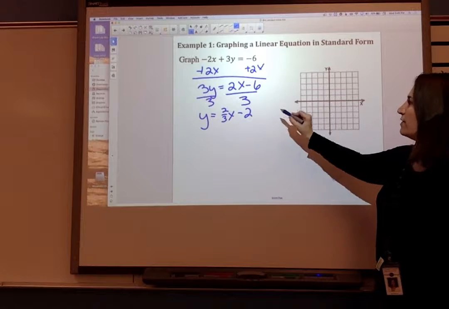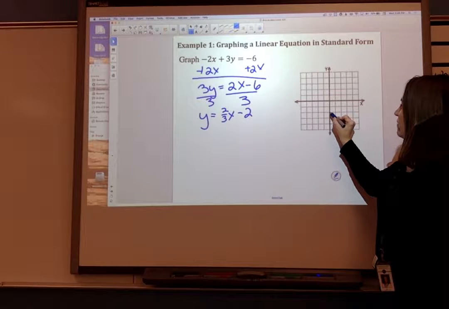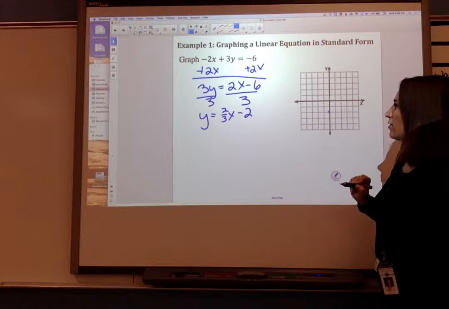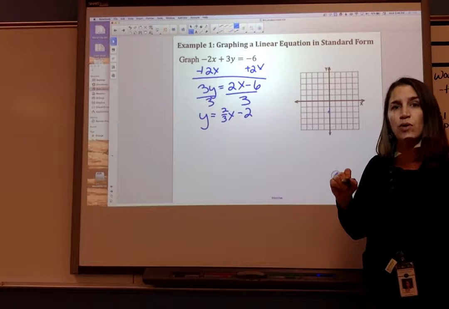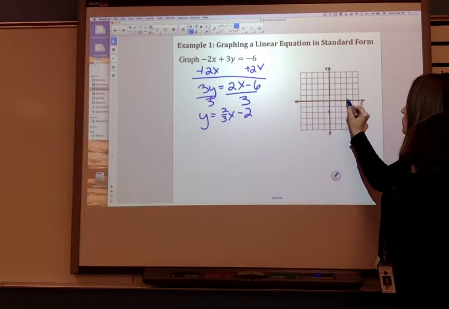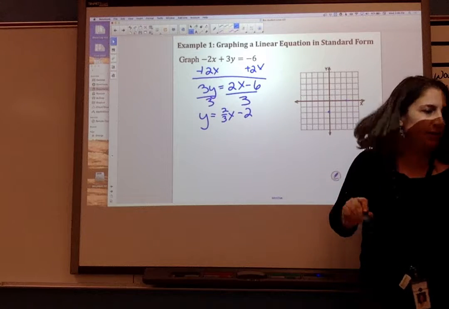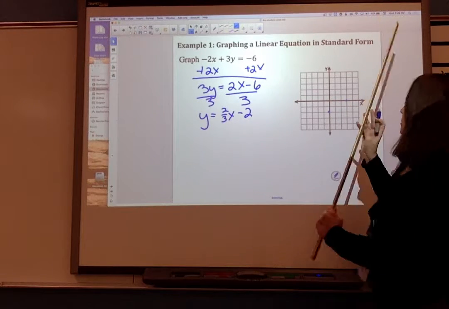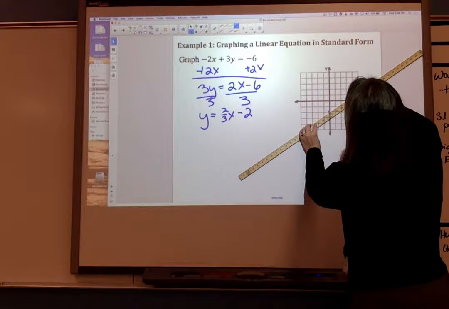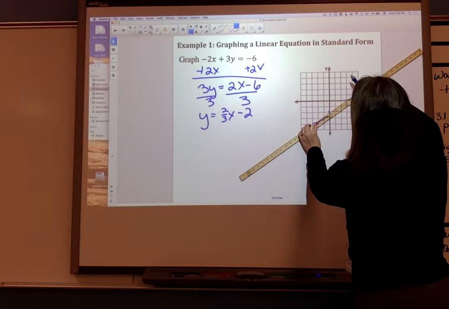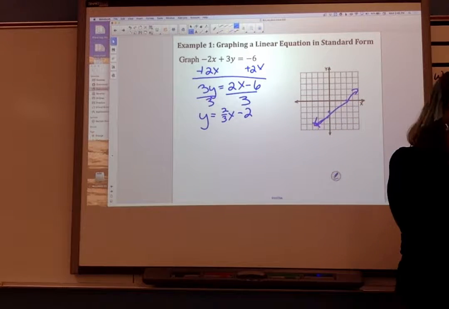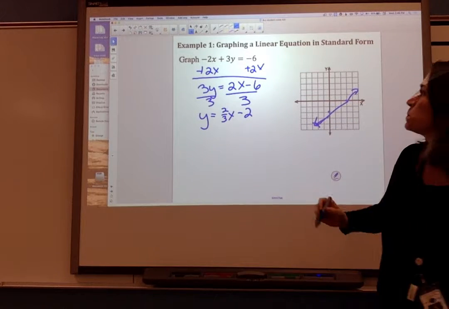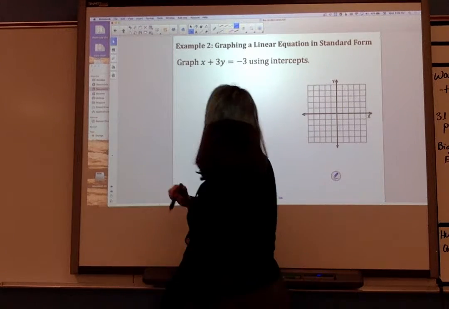Now we're going to graph this by graphing the y-intercept, the point 0, negative 2. And then we know our slope is 2 over 3, so our rise is 2, our run is 3. And then I'm going to use a straight edge here. Oops, it didn't work very well. To connect those points.